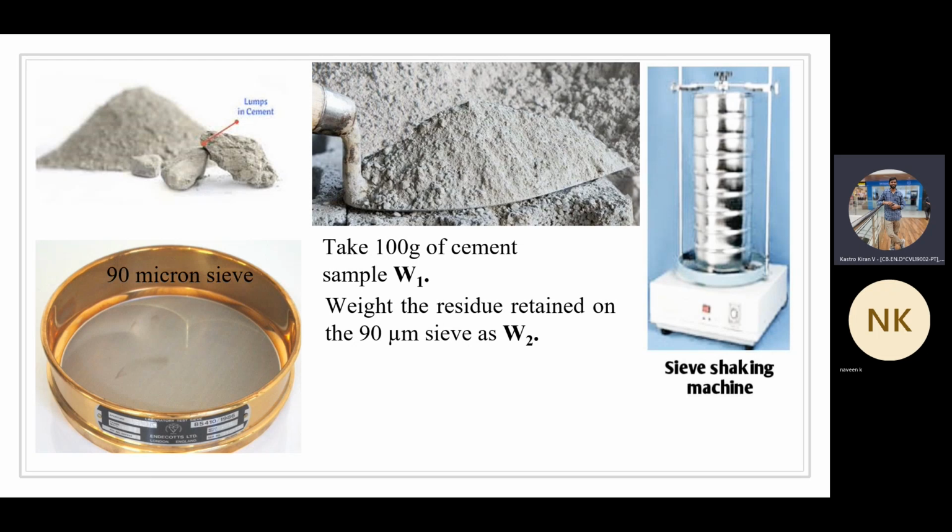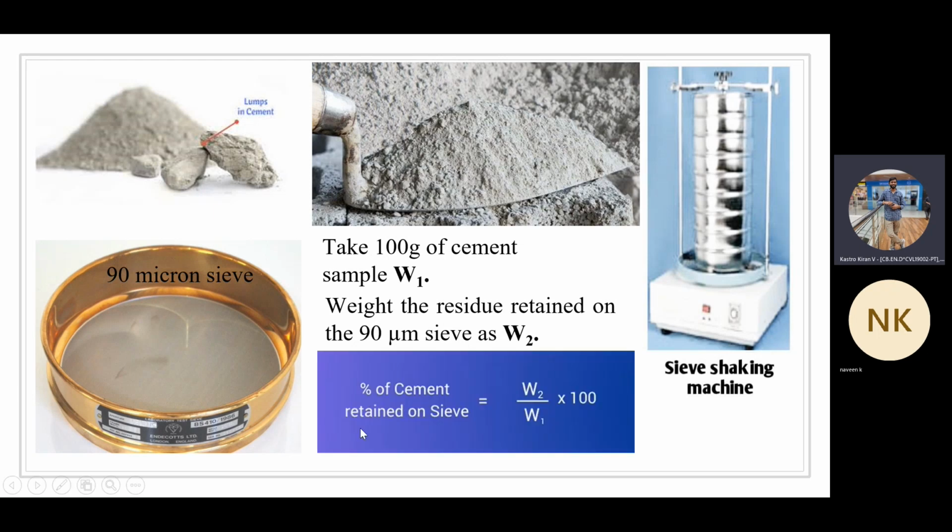And that weight, you're going to call it as W2. Now, how to find out the percentage of cement retained on sieve? You can find it as W2 by W1. What is W2? W2 is the weight of sample retained on 90 micron sieve, and W1 is the sample of cement which we have used to test. So W2 by W1 times 100.